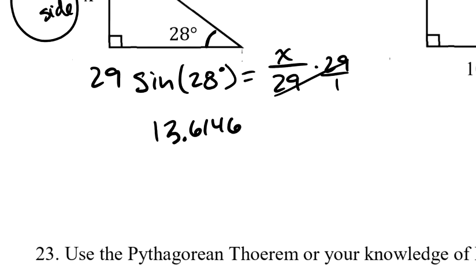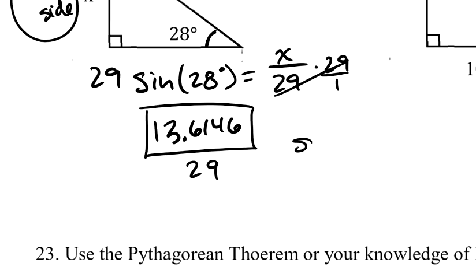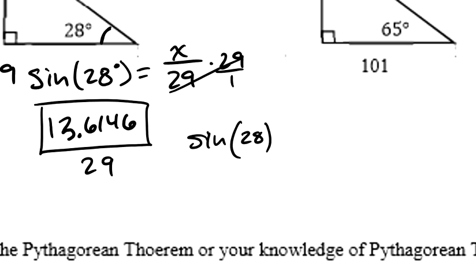And I like to verify my answer. I mean, this is the answer, but what I'm saying here is that 13.6146 divided by 29 should be the same decimal value that I see on my calculator when I look at the sine of 28. So if I divide that by 29, I get approximately 0.4694. And if I look at the sine of 28, I also get 0.4694. So this is most definitely the answer, about 13.6.